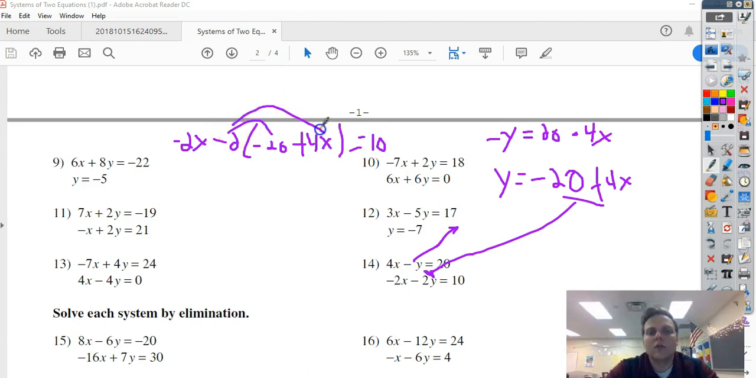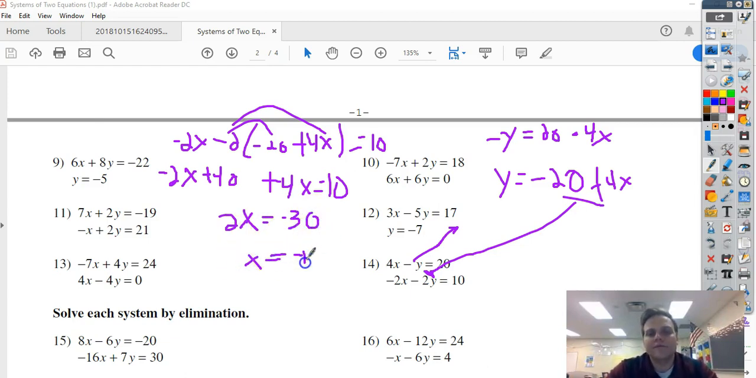So I distribute the negative 2. So I get negative 2x plus 40 plus 4x is equal to 10. Okay, so I'm going to put like terms together. Negative 2x plus 4x, that's 2x. And I'm going to subtract 40 at the same time. 10 minus 40 is negative 30. Divide both sides by 2, and you get x equals negative 15. Well, if x equals negative 15 and y is equal to negative 20 plus 4x, then y is equal to negative 20 plus 4 times negative 15. Alright, and 4 times negative 15 is negative 60, so y equals negative 80.